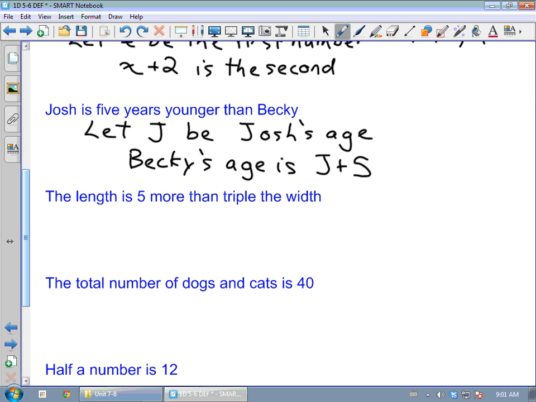A trickier one here. The length is 5 more than triple the width. So let's just pick a variable here. Now, we look at how this is phrased: the length is 5 more than triple the width. So we should choose width to be our first variable. So we'll let W be the width. Okay. If our length is 5 more than triple the width, we can come up with an expression for the length.